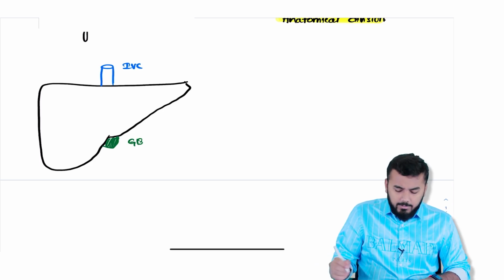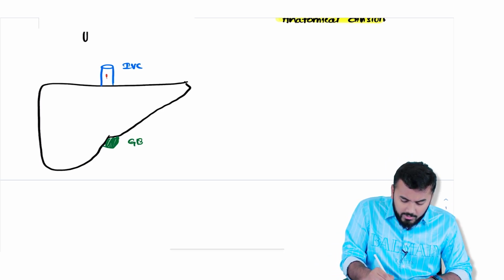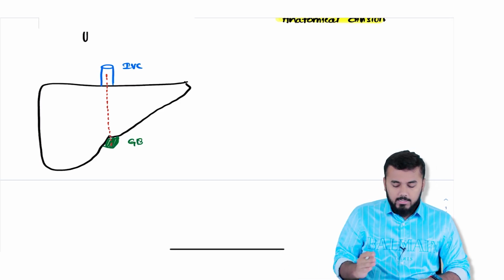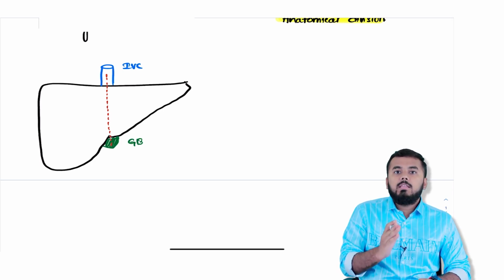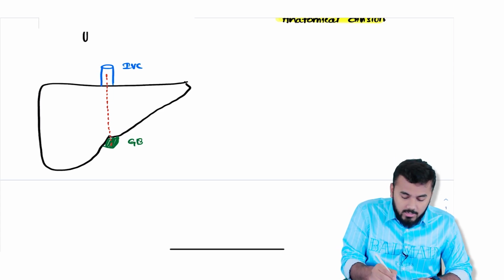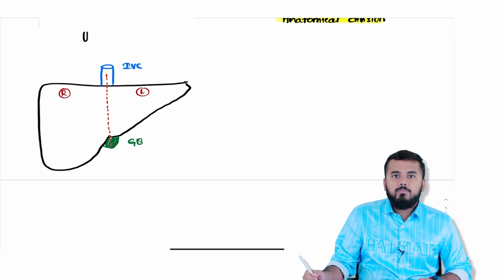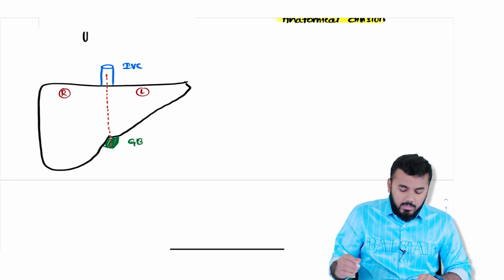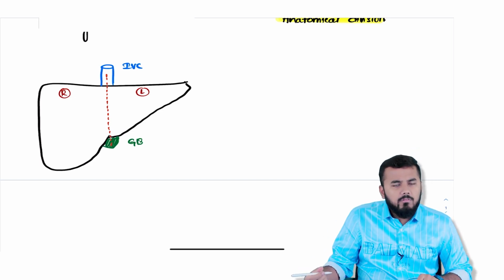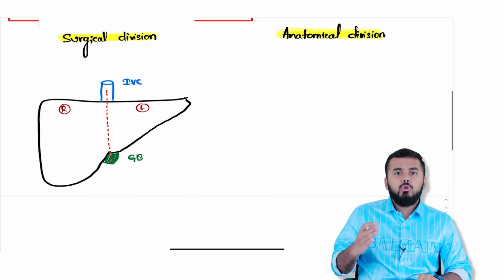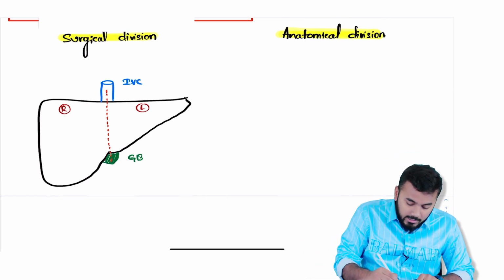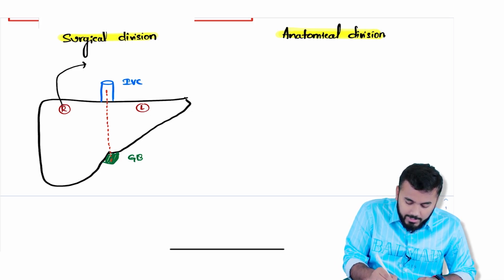Now look here guys. For example, if I draw an imaginary line all the way from the inferior vena cava touching the gallbladder, this is the line which divides the liver anteriorly into right lobe as well as left lobe. So here I have my right lobe of the liver, and this is called the left lobe of the liver. And always remember that whenever you want to do liver transplantation, which lobe of the liver will you give to the recipient? The right lobe of the liver is given to the recipient.